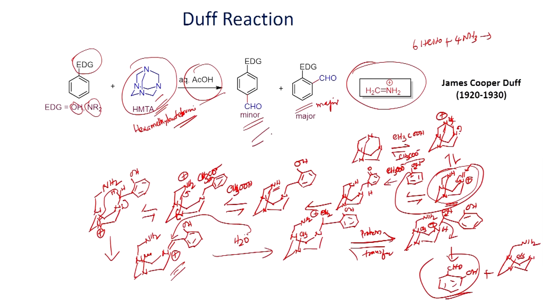For example, if you have phenol, you can make salicyl aldehyde in good yield in the presence of aqueous acetic acid. This is commercially available. You can try to react it with heat and you will be able to get the salicyl aldehyde as a major compound. Now let us look at some of the recent literature examples in this reaction.